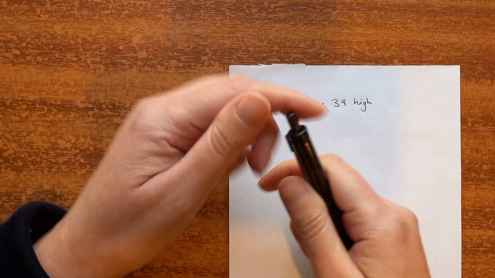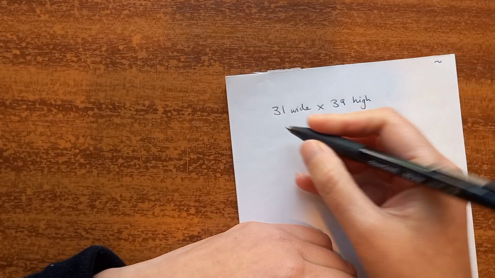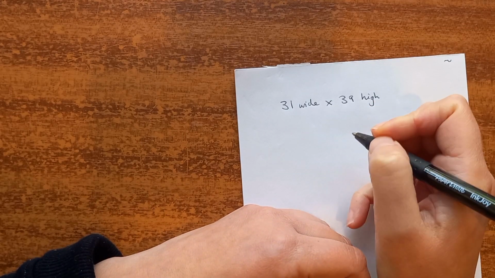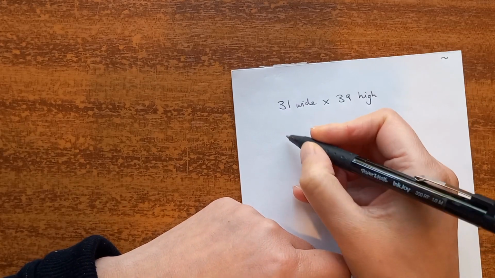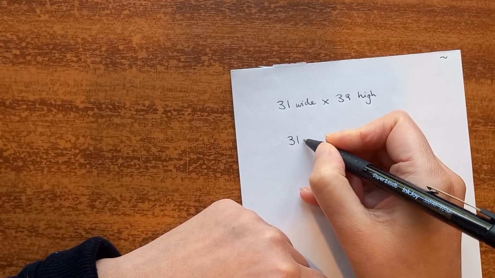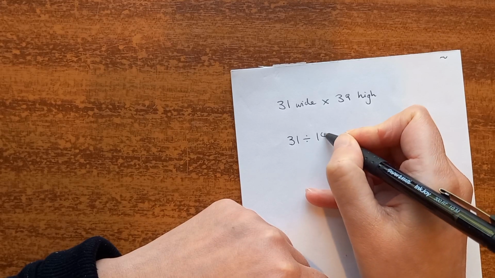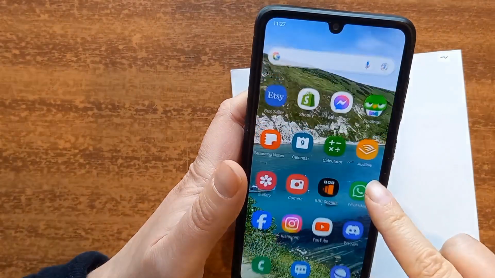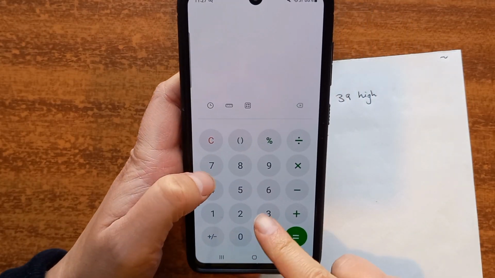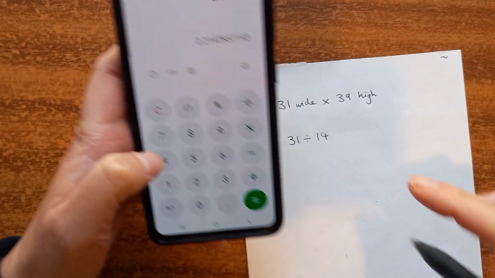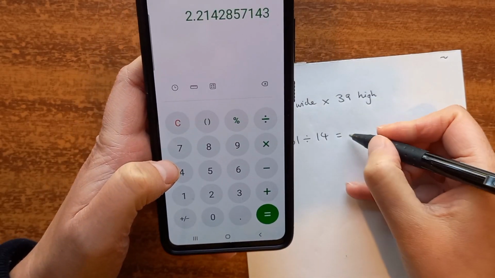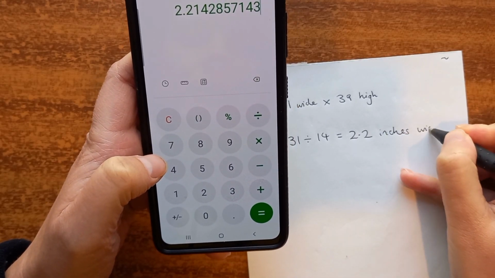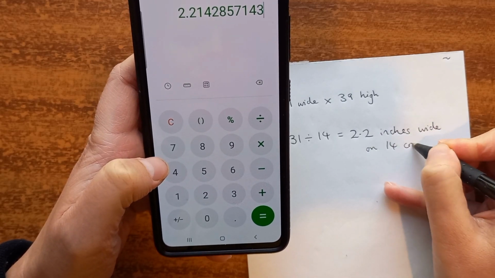So what's the size going to be in 14 count fabric? Well, 14 count means that you have 14 stitches per inch. So all you need to do is take 31 and divide it by 14. So get a calculator to do that. So 31 divided by 14. Here we are. You can just round it. So that equals 2.2 inches wide on 14 count.